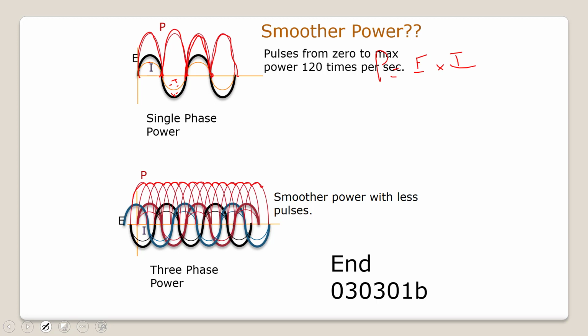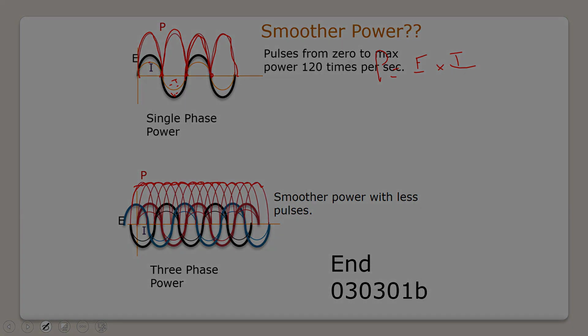And if we look at the time here, it's just very constant, smooth power with less pulses, or less pulsating anyways. So that's one of the reasons why three-phase is so efficient and is desired, especially when we're getting into any larger motors. Okay, so next up, we're going to look at Y connections. We'll see you there.